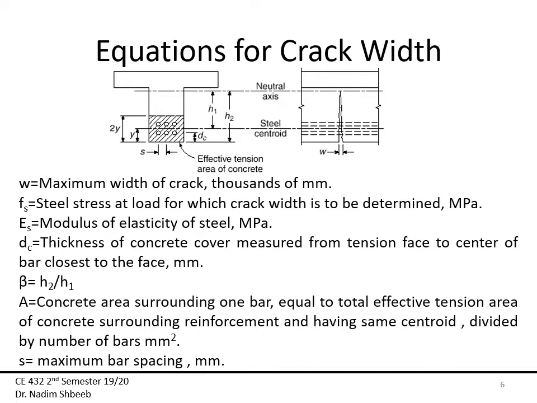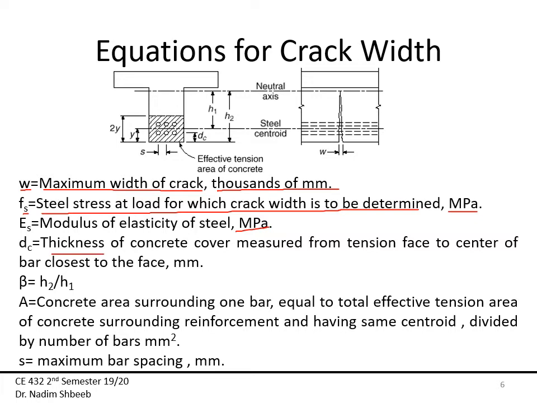So here, this will explain the equation. First of all, the width, or w, of the crack in the equation is the maximum width of crack, and the result is in thousandths of millimeters. Fs is the steel stress at the load for which the crack is to be determined, and it is in megapascals, or Newton per millimeter squared. E is the modulus of elasticity, again in megapascals. For regression equations, you always have to make sure that you're using consistent and right units, or the factors in these equations will be wrong.